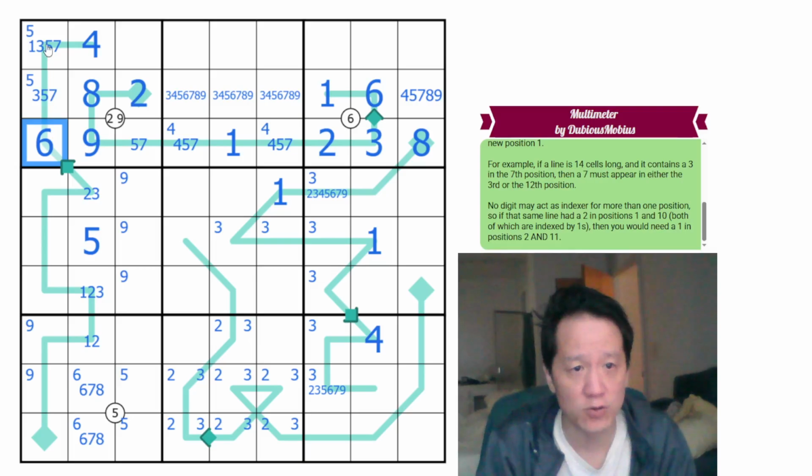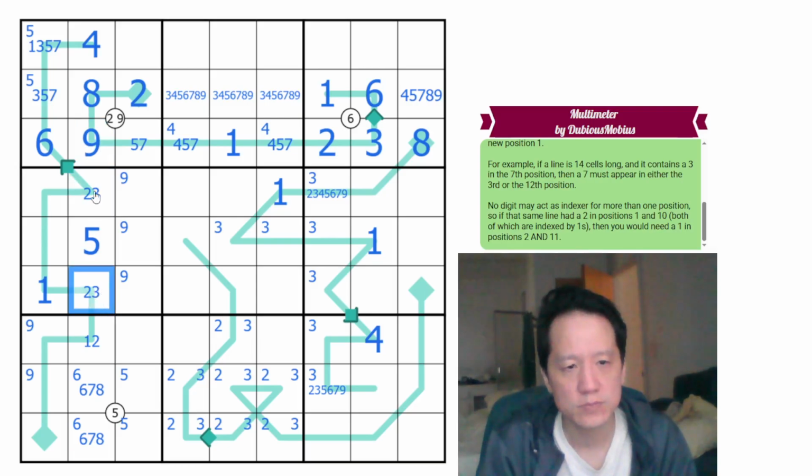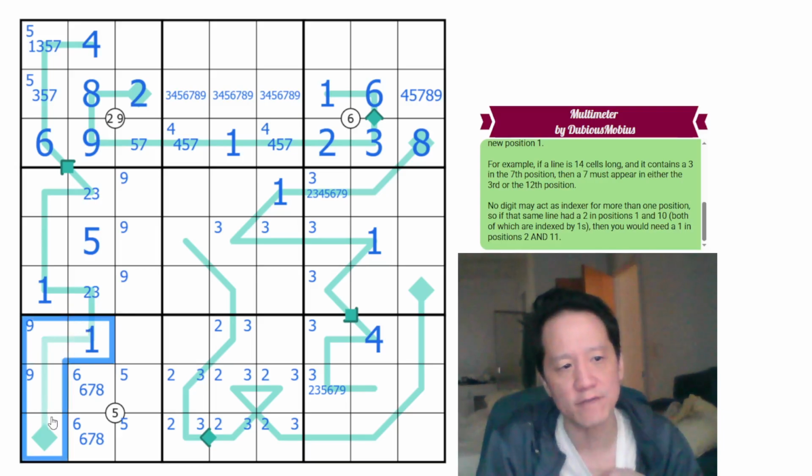We have now a 1 in position 6. And the only position 6 is here, right? 1, 2, 3, 4, 5, 6. So this is a 1, which means this can't be 1. This is a 2, 3 pair, which means we eliminate 2 and 3 from the rest of the column. This can't be 2, so this is a 1. That's indexing on a 4.